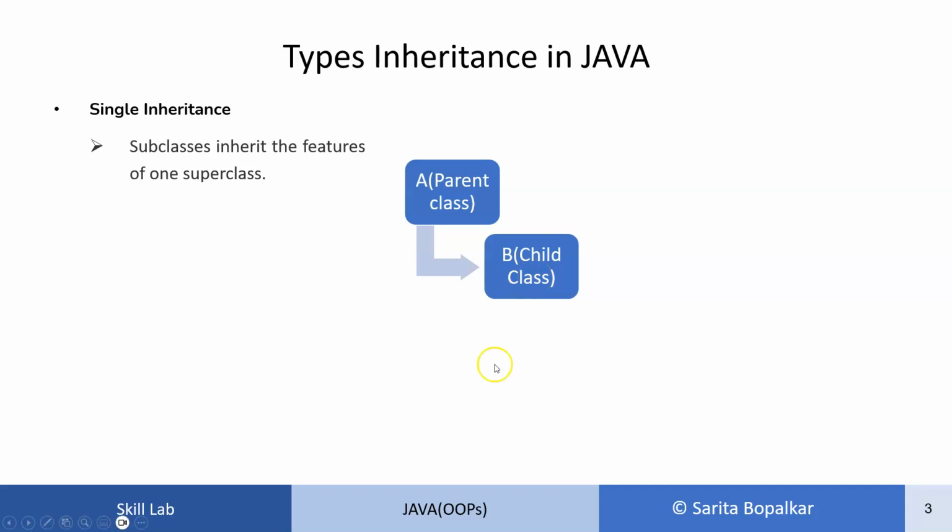I can extend one more class, suppose class C, from this class A. So all the classes are derived from a single superclass, a single parent class. This is called single inheritance.